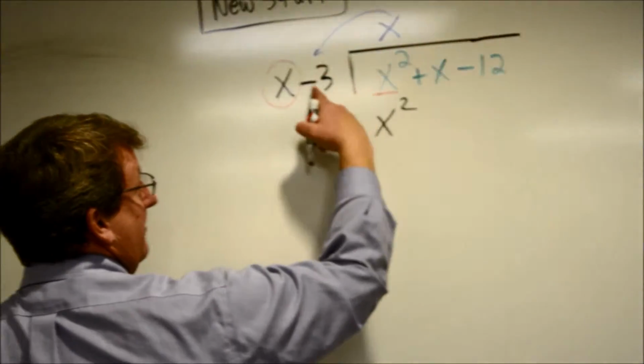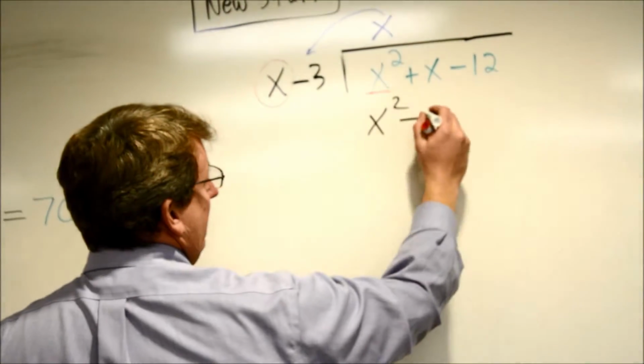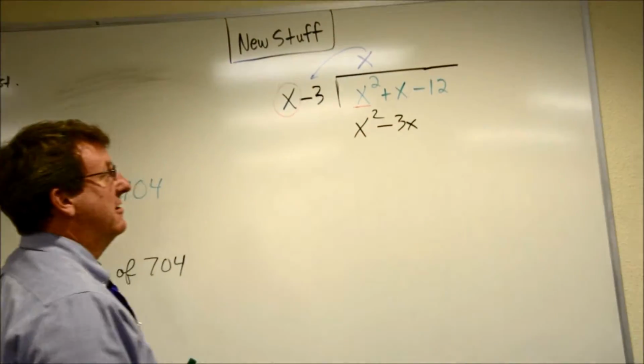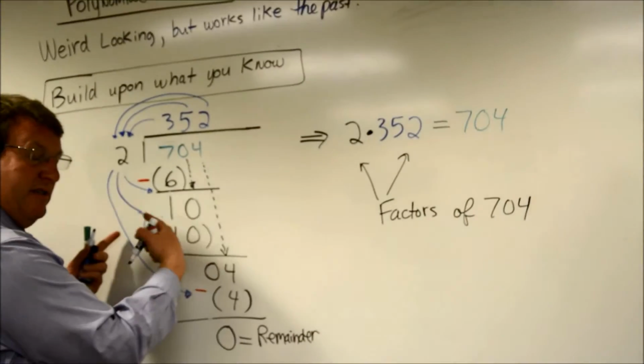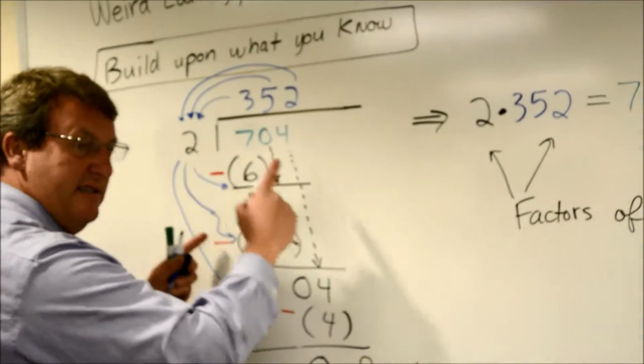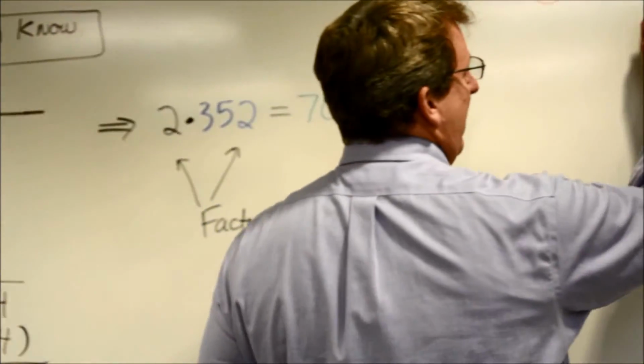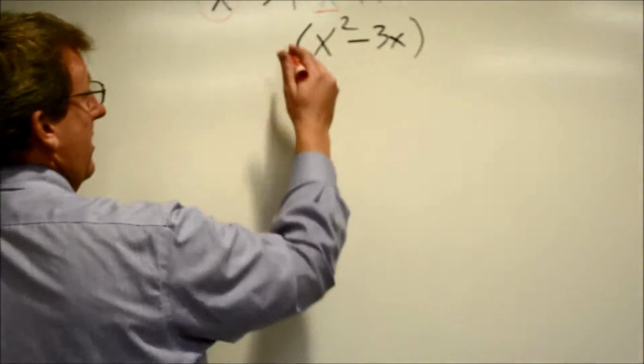So x times x gives me x squared. Now, x times negative 3 gives me negative 3x. What do we do with that? Well, what did we do over here? Didn't we subtract everything over here? So you remember I said put the parentheses there and I warned you? So let's put parentheses here and subtract.